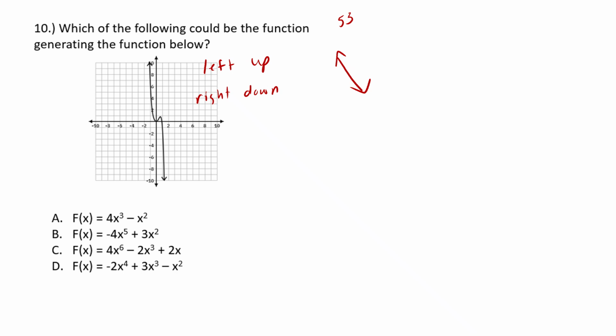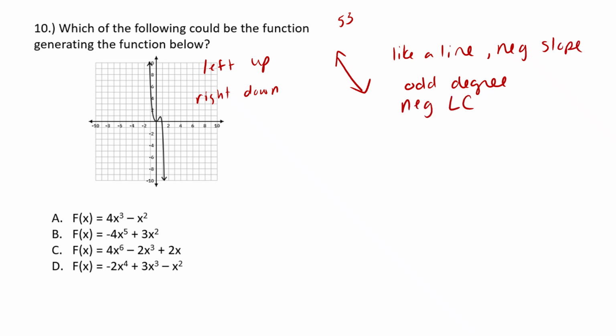Okay. That's now the graph we have has like a little bump in it, but in terms of the end behavior, it looks like that. So what I know is that's like a line. So I'm going to look for odd degree. And because it is tilted down, that's like having a negative slope. So I'm going to be looking for a negative leading coefficient. So now I know what I'm looking for. I'm looking for something with odd degree and negative leading coefficient.